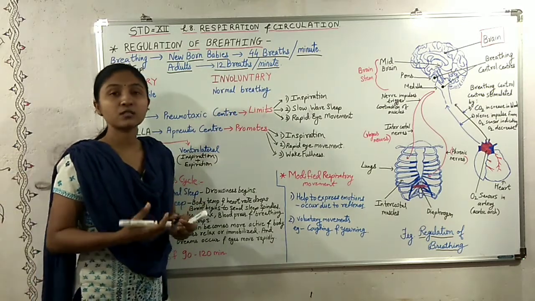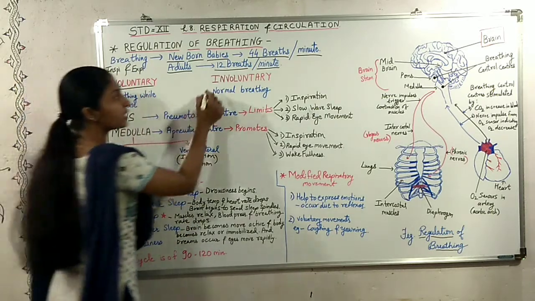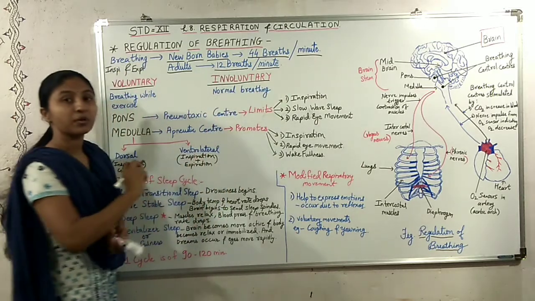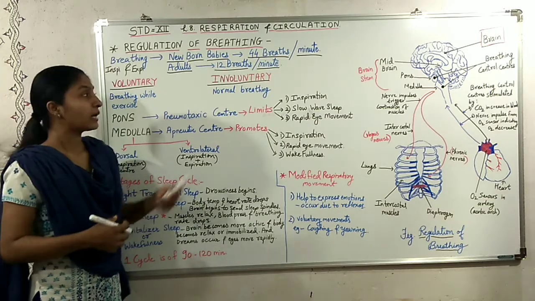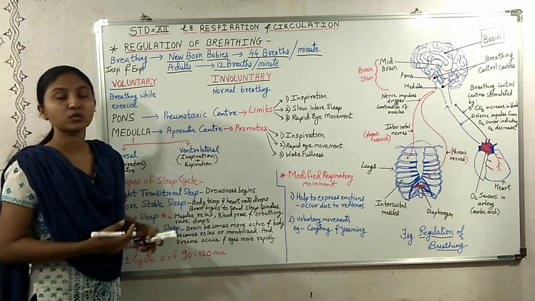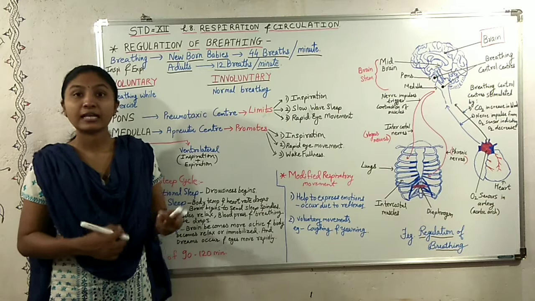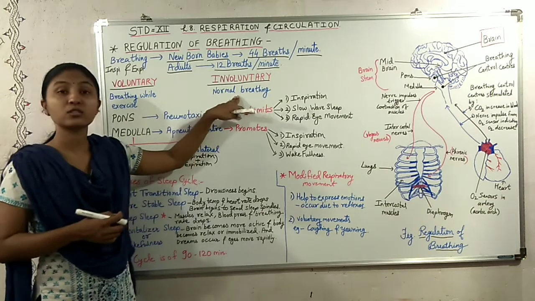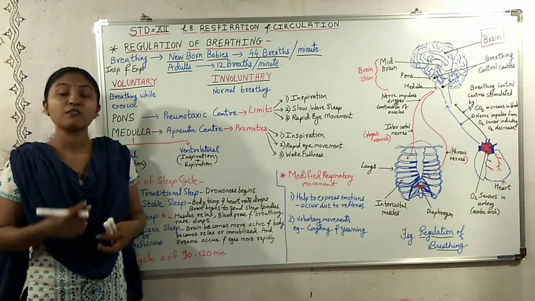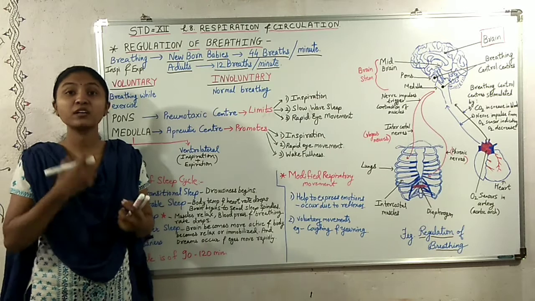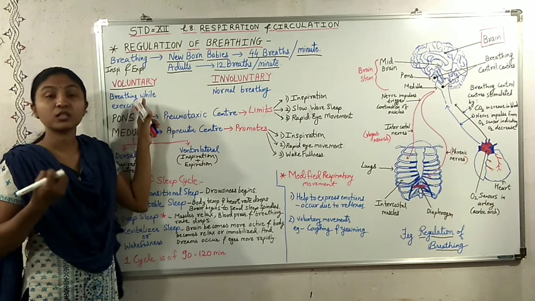Now this breathing is of two types. First is voluntary breathing and second is involuntary breathing. Voluntary breathing means the breathing which we control, and involuntary means which we cannot control. Whenever we speak or we sleep or when we are sitting normally, at that time we breathe normally, right? That is the normal, uncontrolled breathing. But when we exercise or perform yoga, at that time we learn how to control our breaths, right? So that is the voluntary, controlled breathing.